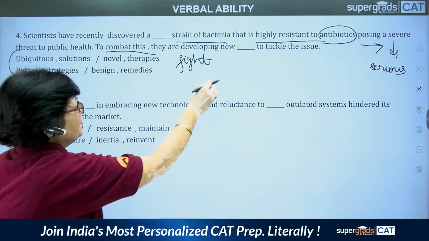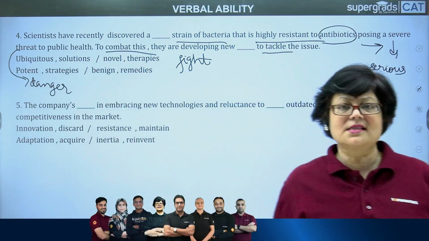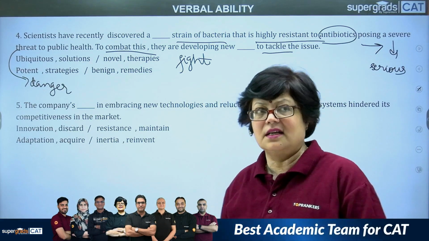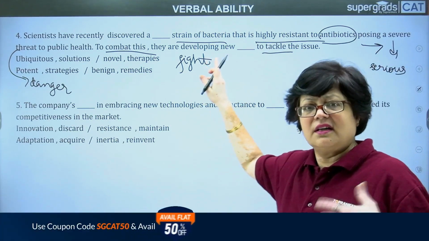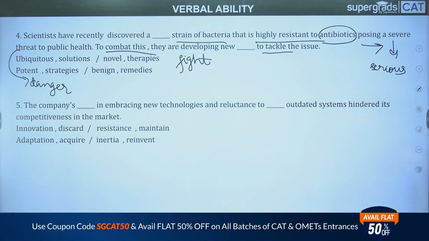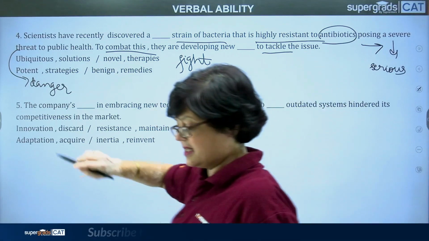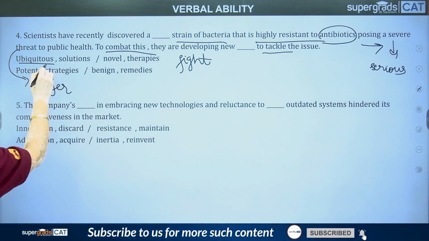They are developing new dash to tackle the issue. To tackle the issue means to take this challenge, to find a solution, to find a remedy. So the second blank talks about some sort of remedy. Okay. But what about the first blank? Let us examine the given options. Ubiquitous, ubiquitous and solutions.